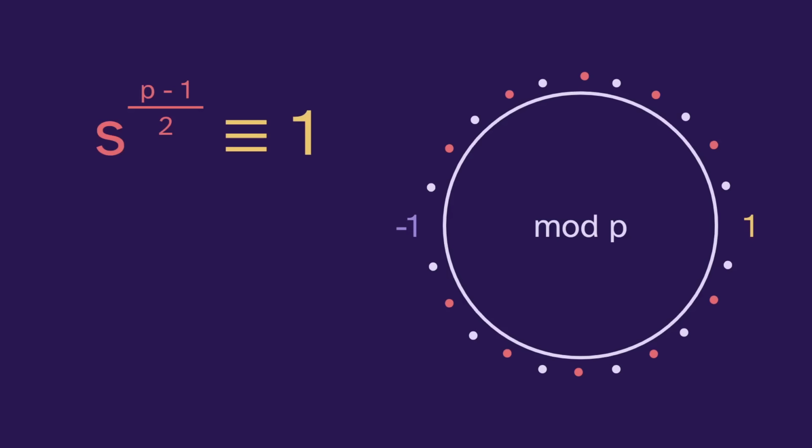A square to the power of p minus 1 over 2 is 1, but a non-square to the power of p minus 1 over 2 is negative 1. So given some number, we can raise it to p minus 1 over 2, and that tells us if it's a square or not mod p.